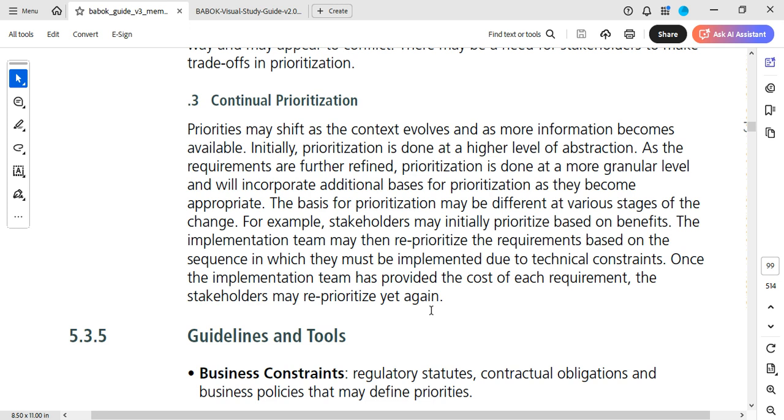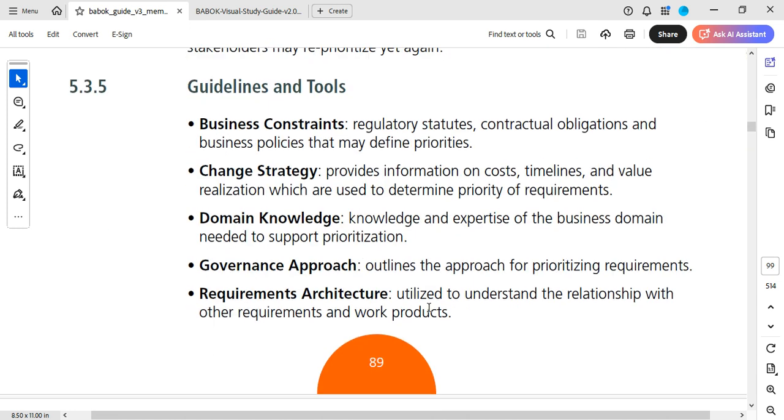For example, stakeholders may initially prioritize based on benefits. The implementation team may then reprioritize the requirements based on the sequence in which they must be implemented due to technical constraints. Once the implementation team has provided the cost of each requirement, the stakeholder may reprioritize yet again. So just telling you that if we see something, we prioritize and reprioritize, it's an ongoing process.